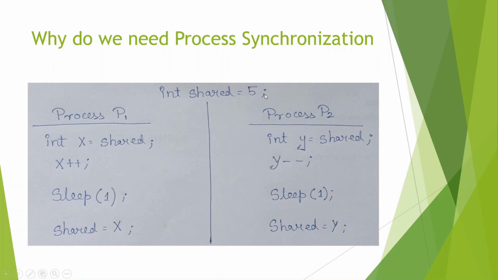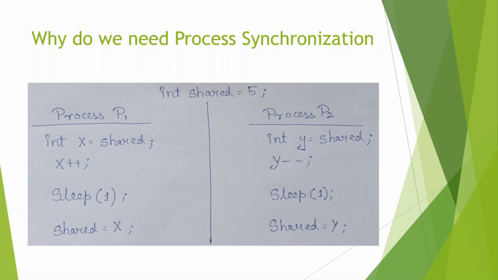As you can see in the given figure, there are two processes, P1 and P2, running on the same system concurrently. I will consider an operating system with a single processor, so the concurrency concept comes in here. We have a global variable named shared. What does this shared do? This shared variable will be shared by the two processes P1 and P2. P1 and P2 both can use this shared variable.